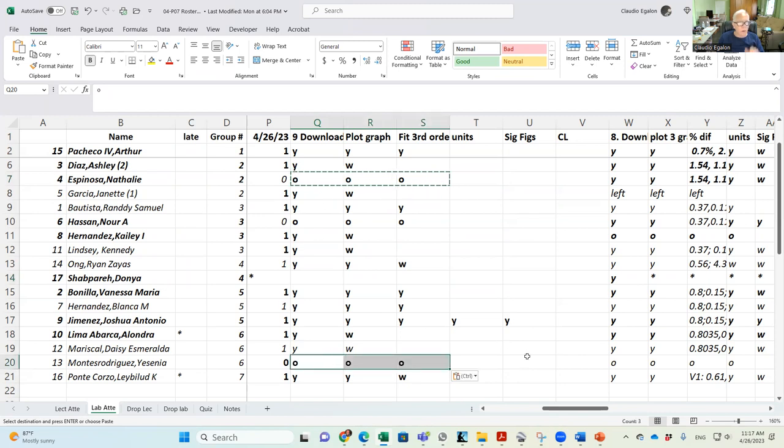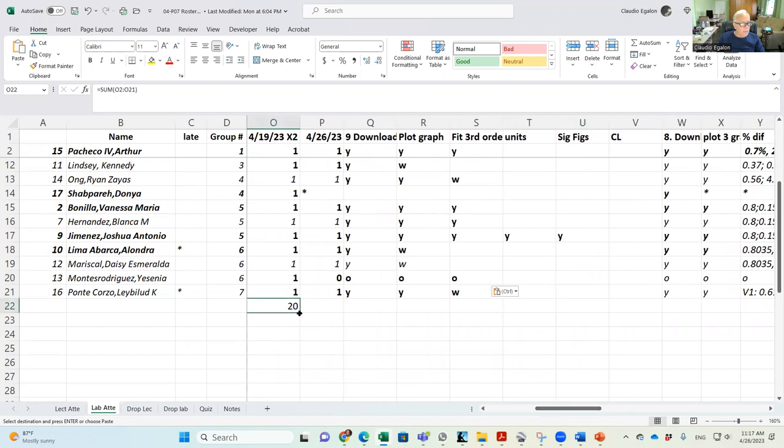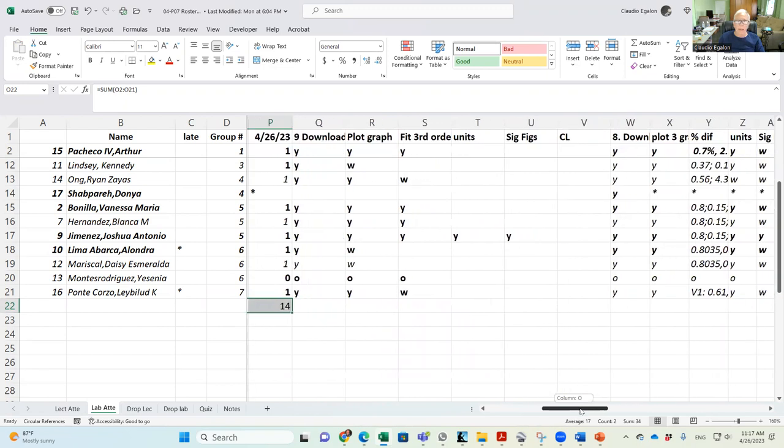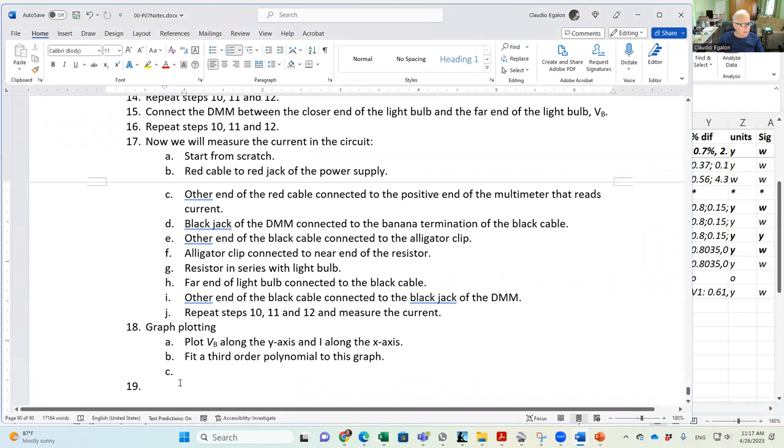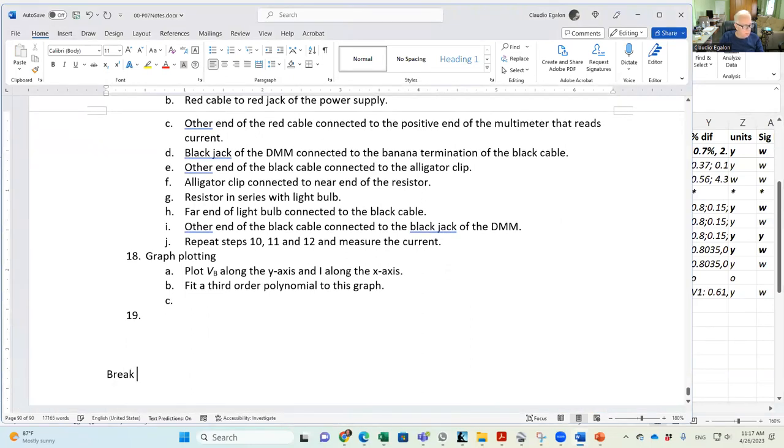Okay, total of students is going to be 14. I have 15. Good. We have 14 students here. 11:15 already, huh? Let's take a little break while you finish that graph plotting. Break between 11:18 and 11:33. And I'm going to stop sharing and stop recording too.